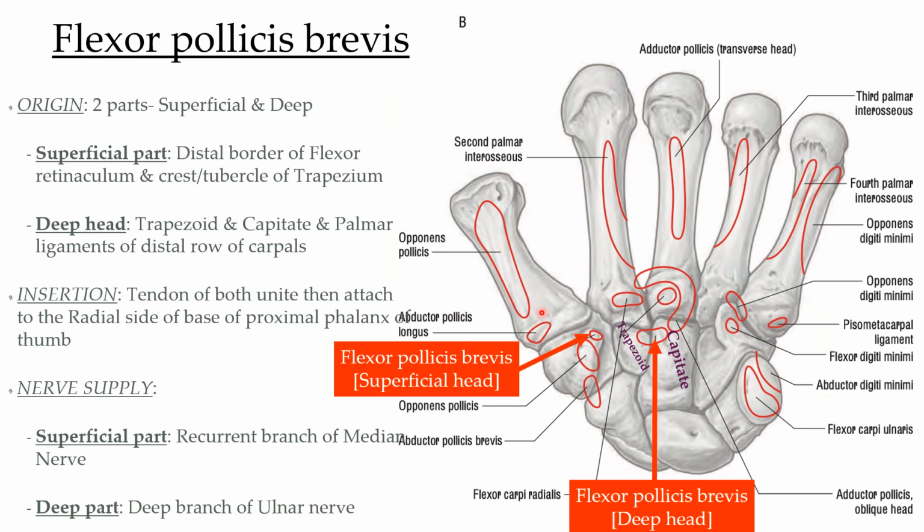So this is the first metacarpal. The base of the first metacarpal articulates with the trapezium. So this is trapezium bone and this is crest of trapezium. Over the crest of trapezium here, this is the site of origin of superficial head of flexor pollicis brevis. The deep head of flexor pollicis brevis takes origin from the capitate and trapezoid, and a few of the fibers also arise from palmar ligament of the distal row of the carpals. So this is the site of origin of the deep head of flexor pollicis brevis.